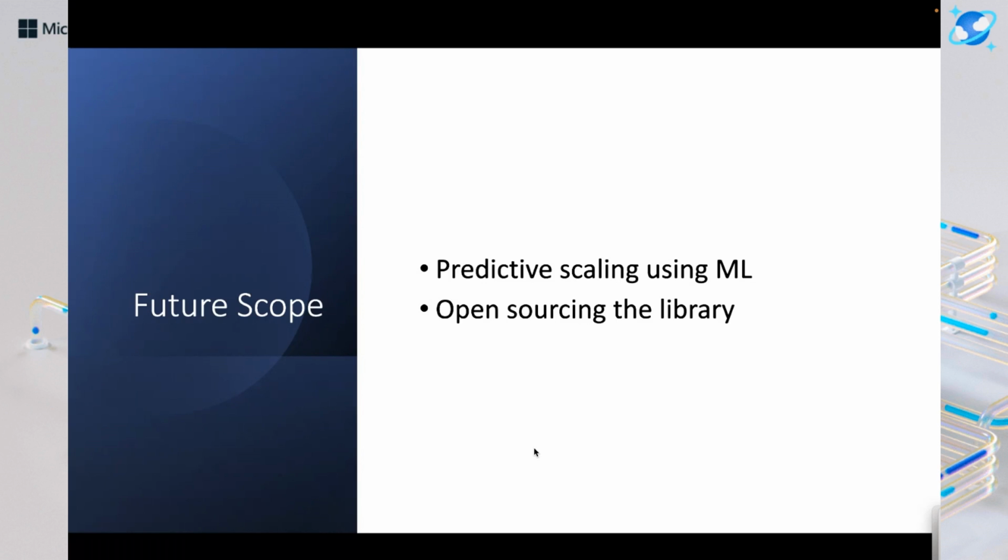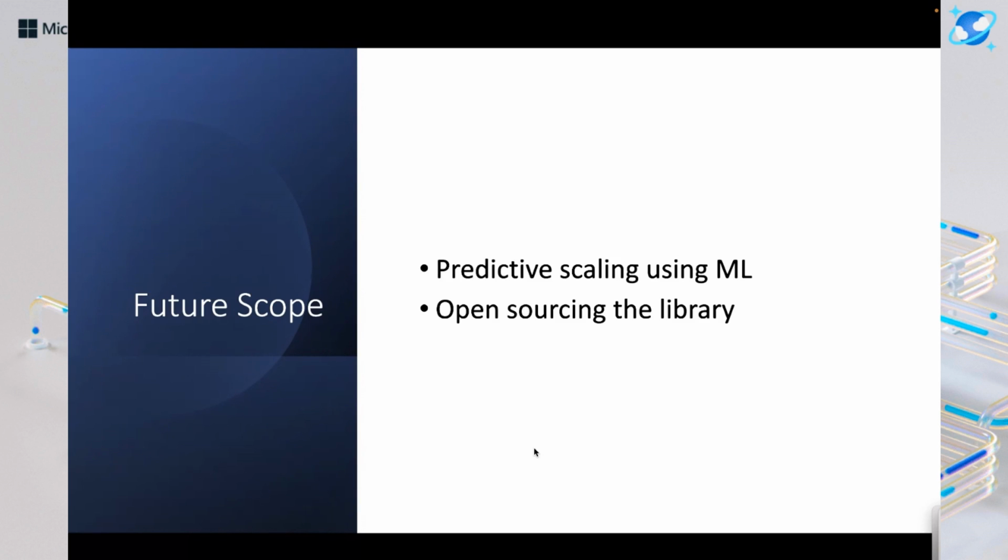However, the whole thing can be made predictive using ML. That is one of the future scopes, that we can analyze the pattern of traffic, and then based on that we can apply ML to proactively provision the RUs instead of doing it reactively.